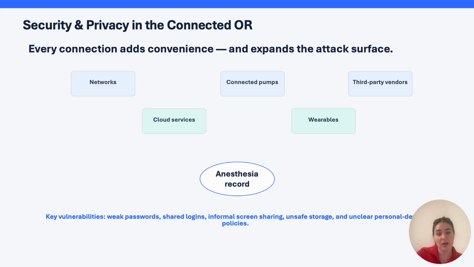A photograph taken in the operating room may unintentionally capture the patient's name, medical record number, surgical site, monitoring screen, or another identifying detail. Third-party vendors must also be evaluated because patient information may pass through systems that are not controlled directly by the hospital. Protecting privacy, therefore, requires more than encryption and cybersecurity software. It also requires clear policies, secure habits, appropriate access controls, vendor oversight, and continued staff education.